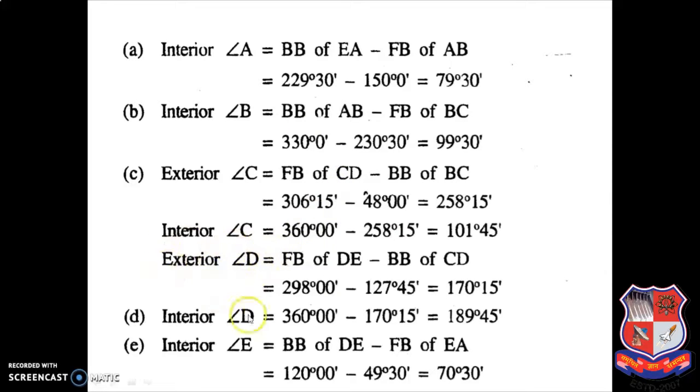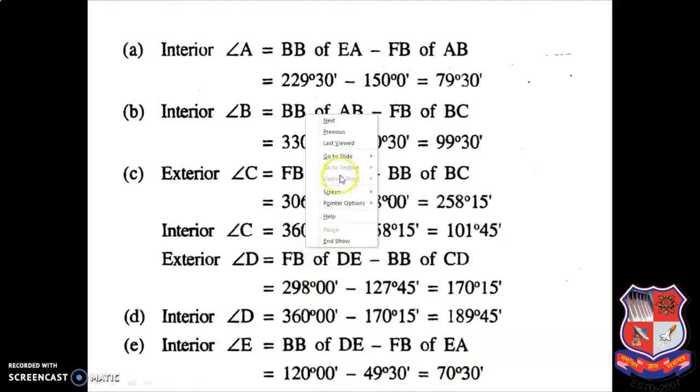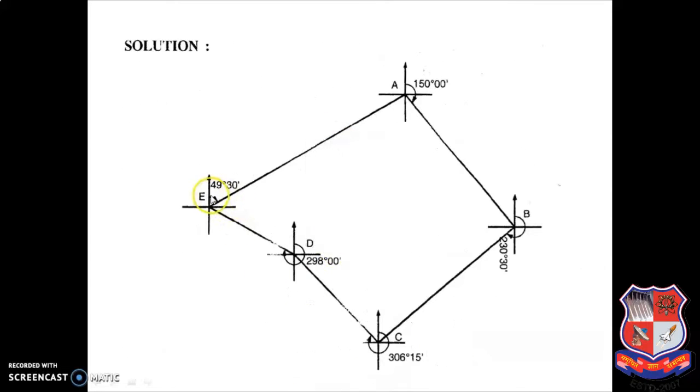To get the interior, what you have to do? You have to deduct this 170 degree 15 minute from 360 degree. You will get 189 degree 45 minute. That is your interior one. And angle E is back bearing of DE minus forebearing of EA: 120 degree 30 minute minus 49 degree 30 minute. You will get this answer. This is again forming inside the traverse, so it is your interior angle.